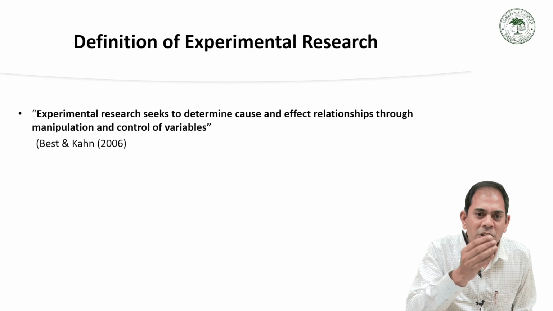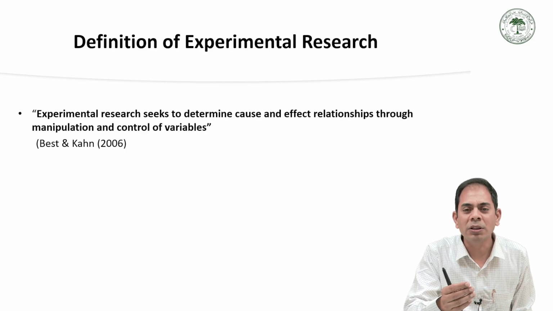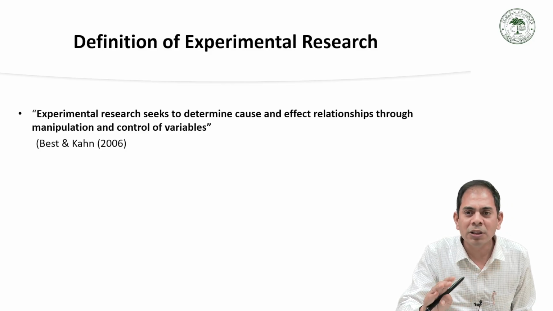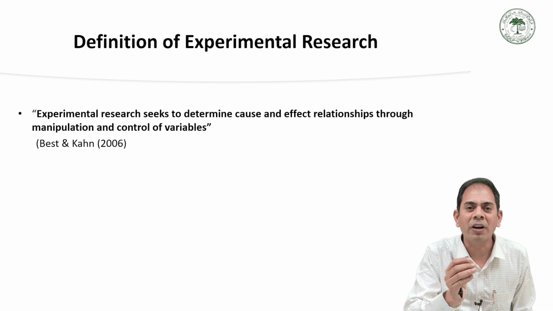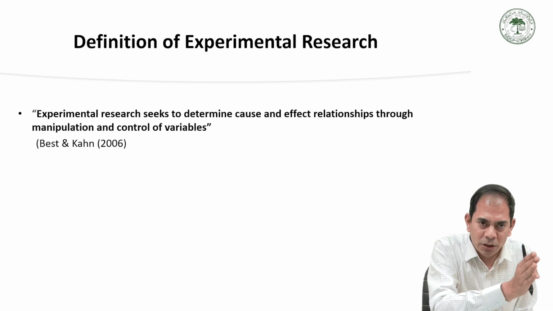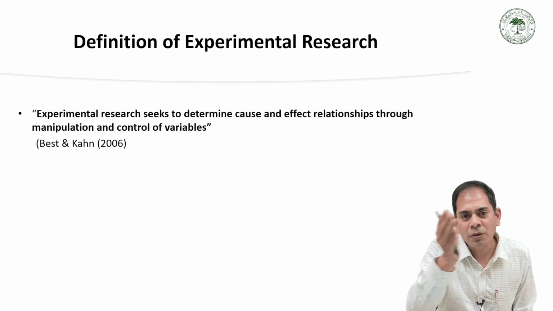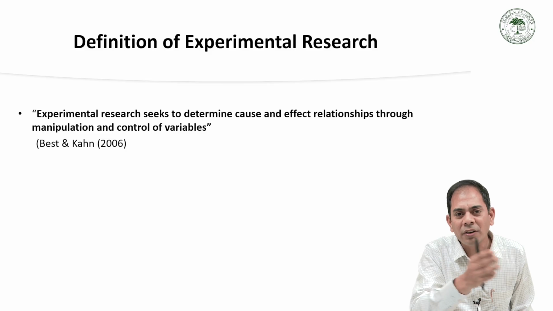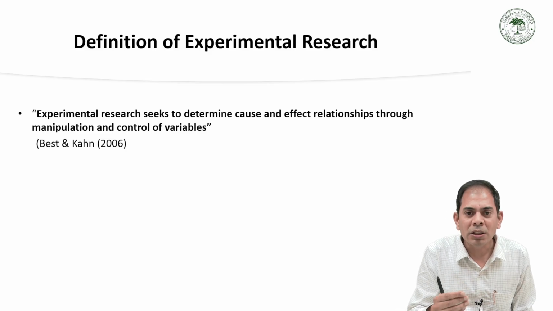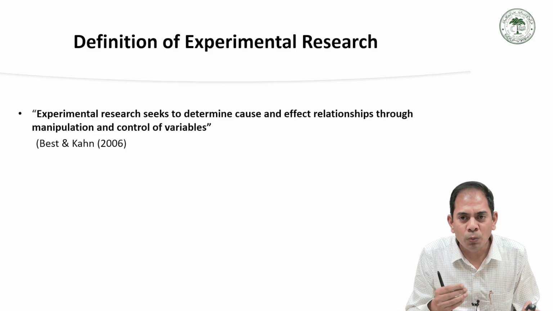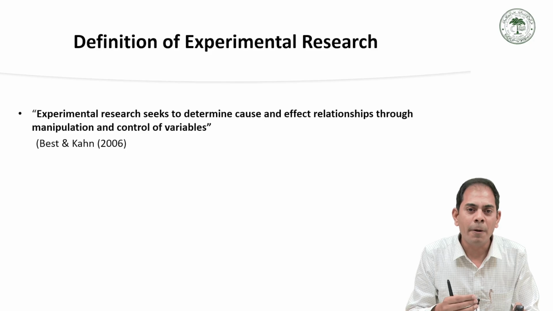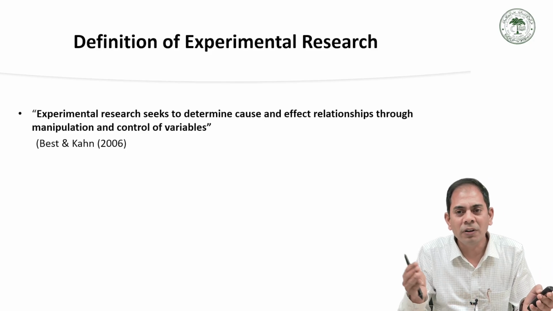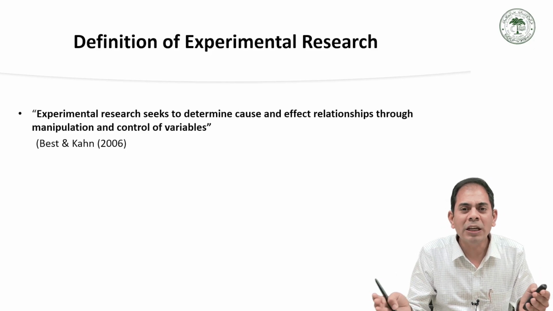This definition highlights some key points. First, experimental research is mainly concerned with the cause and effect relationship, which means the causes and their effects on others. It helps us understand how one factor influences the other. So through the experiment, we try to find out and establish the cause and effect relationship.